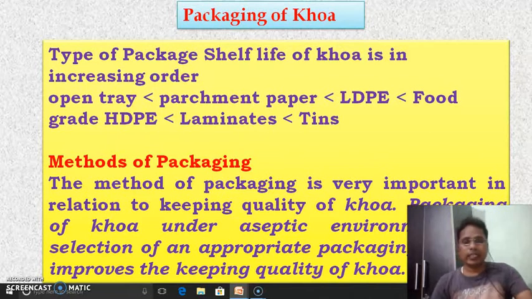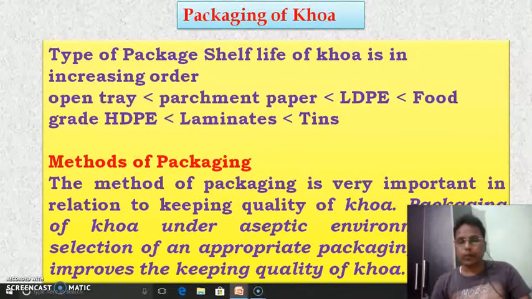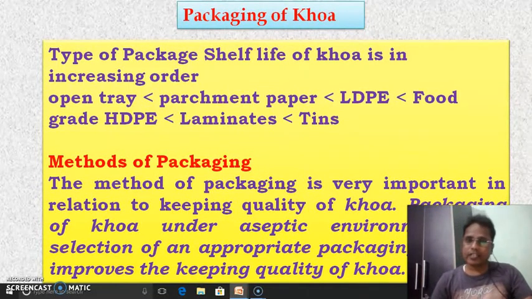In the next lecture, we will see in detail the various Khoa based products. So for today, this is enough. In the coming lecture, we will see the various Khoa based products, how to prepare them, their method of preparation, their definition. Okay, so thank you very much.